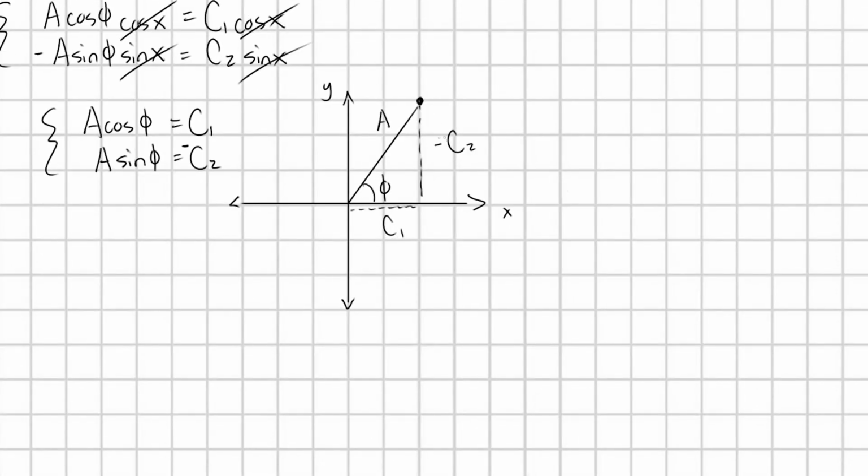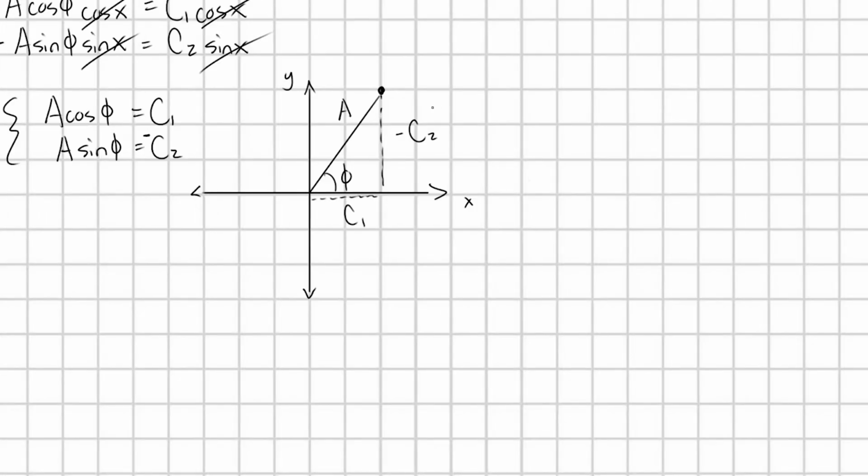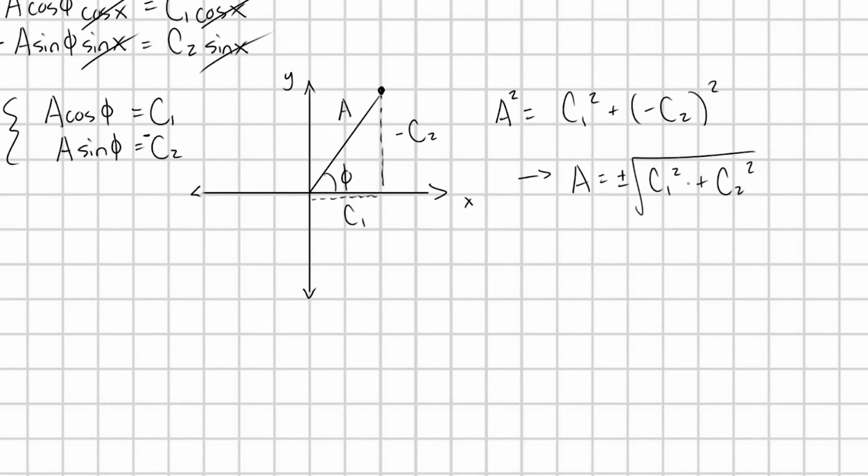And so just with this little visual tool here, you can immediately tell me if I were to ask you what A is, right? This is a triangle. Let's use Pythagoras' theorem. A squared equals C1 squared plus minus C2 squared. And of course, this leads us to A equals plus or minus the square root of C1 squared plus C2 squared, right? And of course, A is just some positive radial distance. It's just the hypotenuse of our triangle, so we just take the positive answer. Perfectly natural.